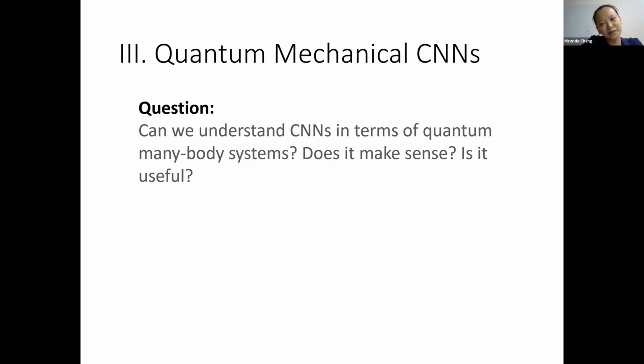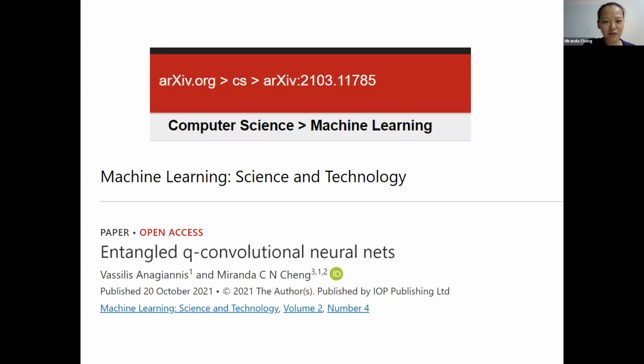Okay, so next paper, really quickly, and it's a lot of fun. The question is, can we understand convolutional neural nets in terms of quantum many-body systems? I'll explain why this question even makes sense. And then there's a question of whether it's useful at all to think about it in this way. But first, this is a paper with my previous student, Vasilis.